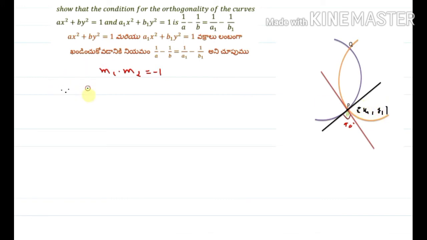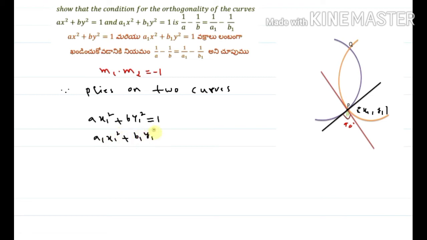Since P lies on two curves, from that I will get a x1 square plus b y1 square is equal to 1. The second equation is a1 x1 square plus b1 y1 square is equal to 1. So this is equation 1 and this is equation 2.